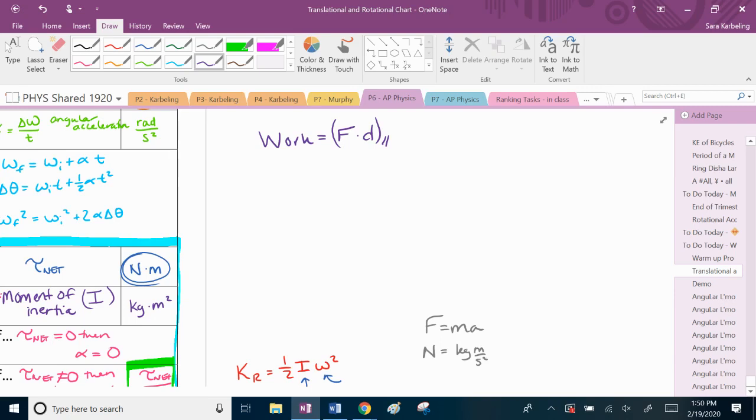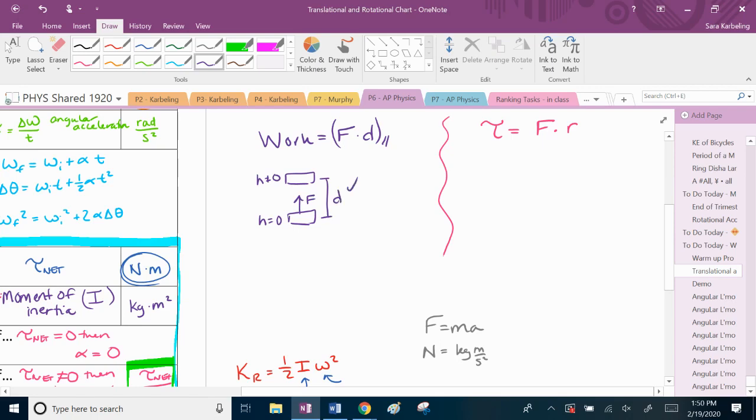Totally separate from that, when we're talking about rotation, we've got torque, which is also a force applied some distance away from an axis of rotation. Okay, so I'm going to remind us here in the work, if I'm holding an object and I'm lifting it from h equals 0 to h is not 0, I'm applying a force over some sort of distance. Work is done because I've got force times distance where they're parallel.